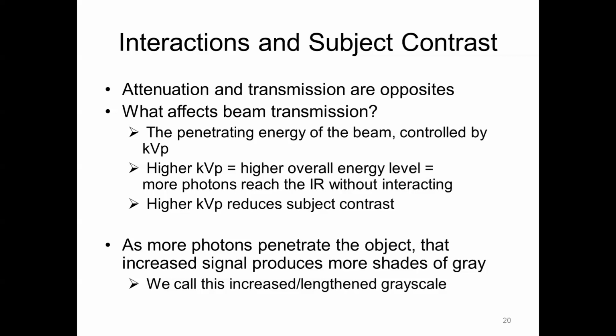And sometimes we want a low contrast picture, but it's not always ideal for the anatomy that we're x-raying. So not as useful to the radiologist when they're looking for fractures in the foot. You don't need to see super distinct shades of gray from the soft tissue. You want to look at the bone when you're x-raying a foot. So higher kVp, not always ideal. You will reduce the subject contrast when you increase the kVp.